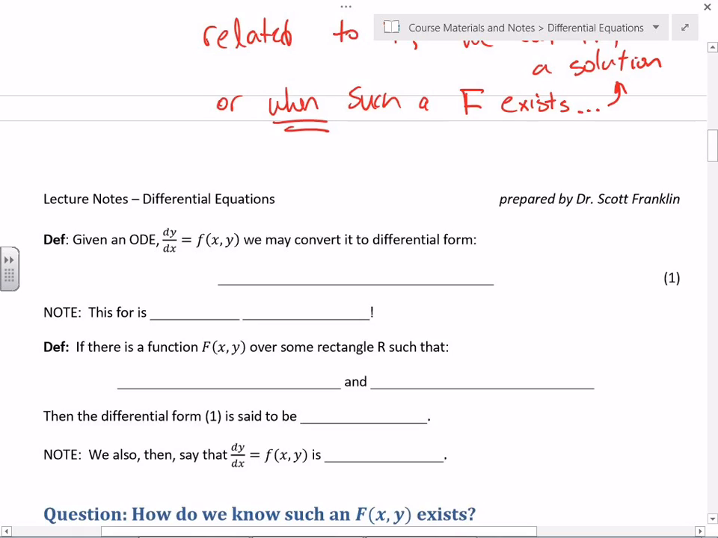There was the general form of a differential equation. There was a normal form, which is what we've been working with mostly here, dy dx equals something. There was also a differential form.